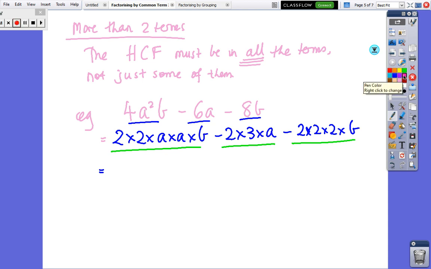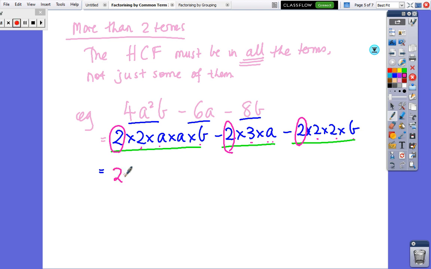Okay, hopefully you've had a go. So there's a 2, there's a 2, there's a 2. But in the next one, that 2 there, even though it appears in the third term, I don't have any more 2's in the second term, so I can't circle anything more. And if you look across, I've got a's in the first and second, but I don't have any a's in the third. I've got b's in the first and the third, but I don't have any b's in the second. So that's all we can do.